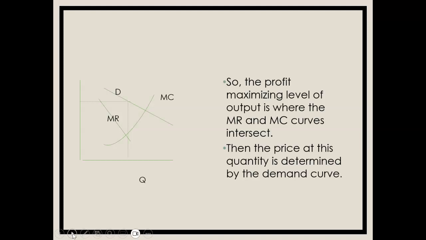Okay, but here's how the monopolist applies that rule. First, you find the quantity where marginal revenue intersects marginal cost. That's the quantity I've marked there on the diagram. And then you charge the price that corresponds to that quantity on the demand curve. So find the quantity where marginal revenue equals marginal cost, then go up and get the price from the demand curve.